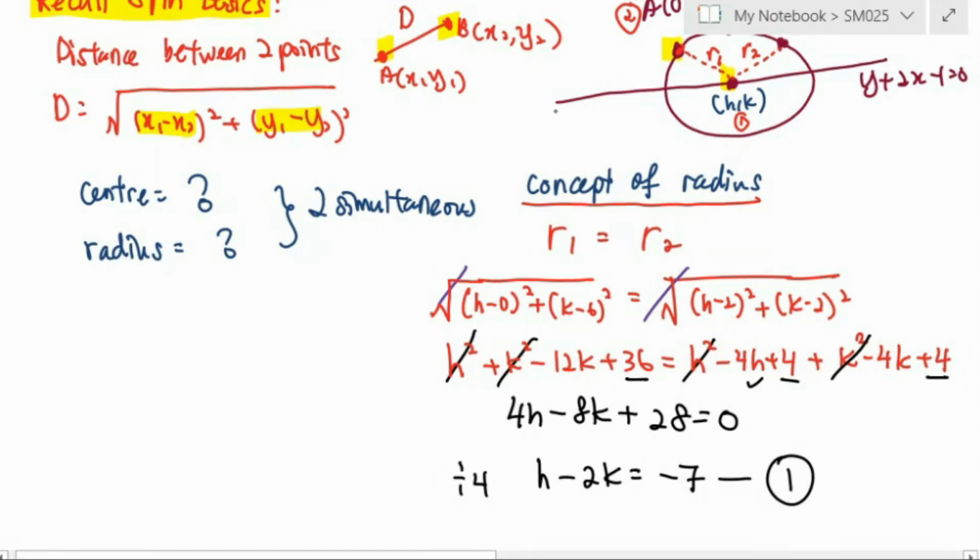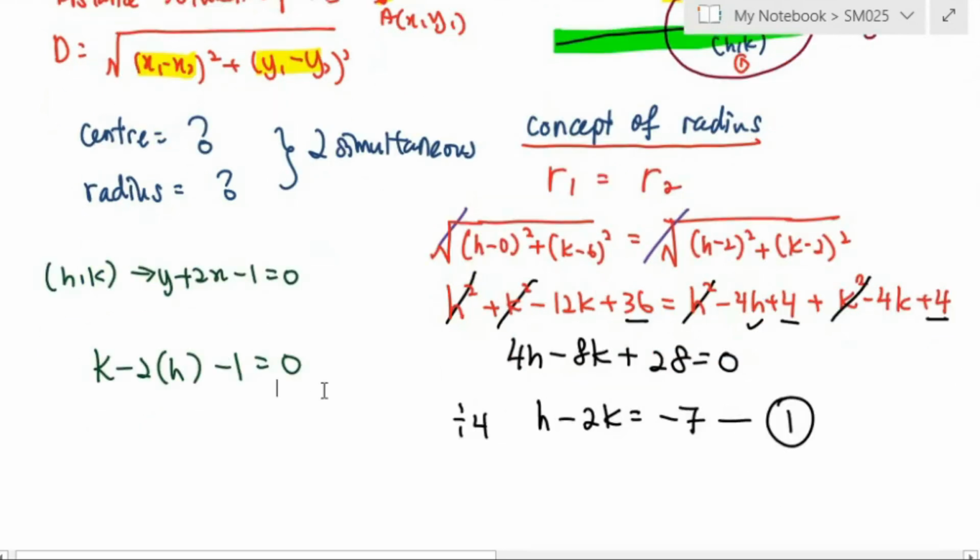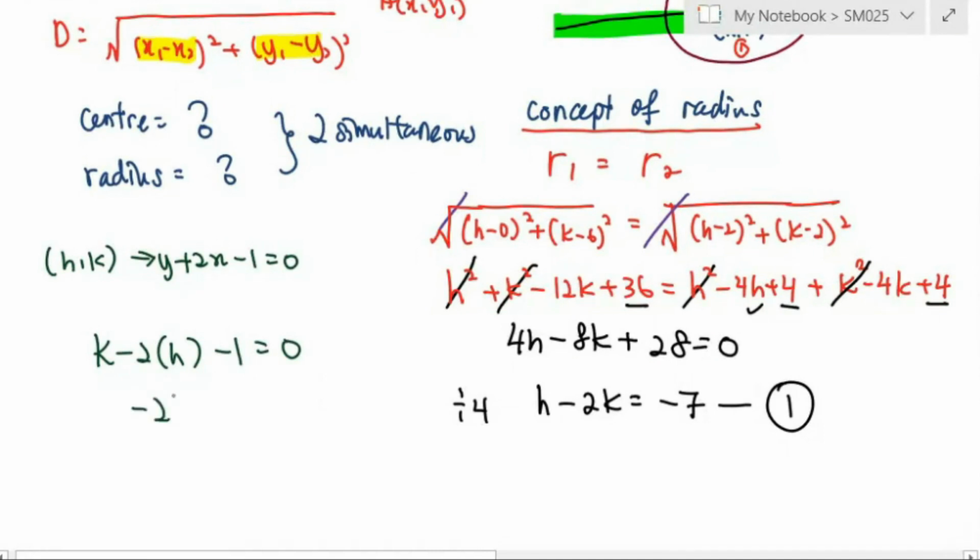So how about the second equation I can find? They said the center is on this line. When the point is on the line, it means the point fulfills the equation of the line. It can be substituted inside the equation where y is k and x is h: k plus 2h minus 1 equals 0. Then I rearrange: negative 2h plus k equals 1. This is my second equation.